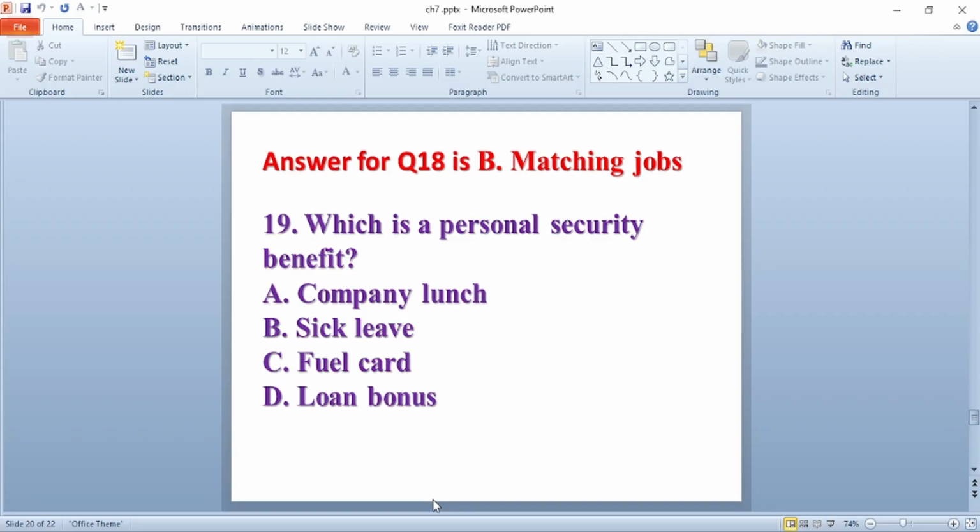Question number 19. Which is a personal security benefit? A. Company lunch, B. Sick leave, C. Fuel card, D. Loan bonus. The answer for this question is B. Sick leave.